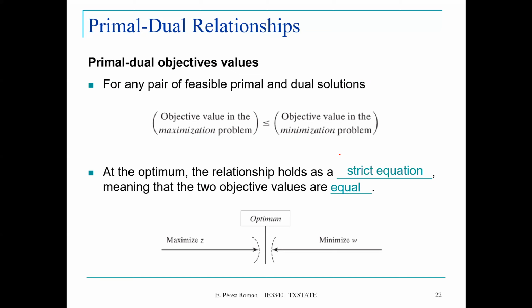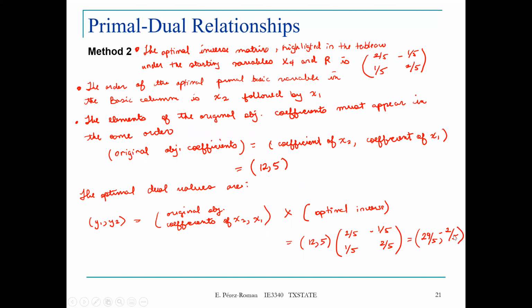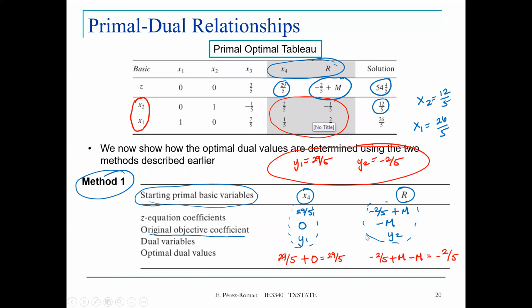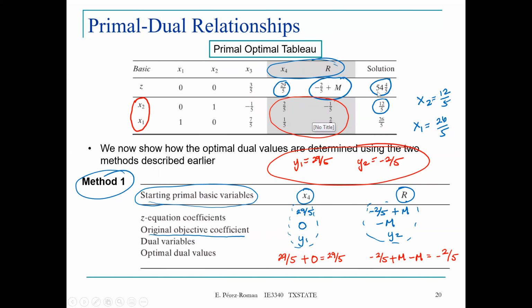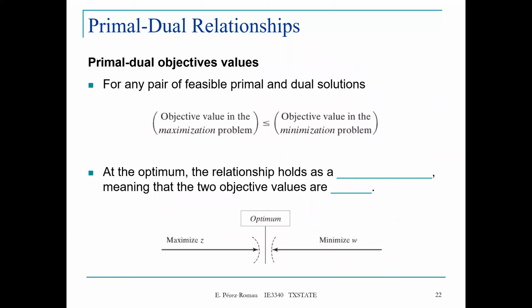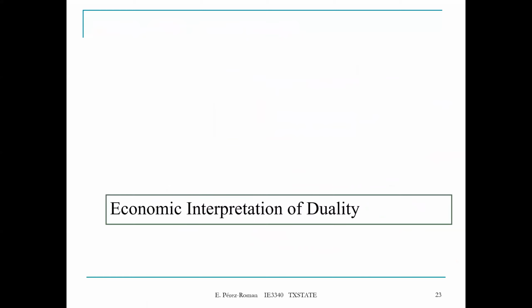So I'm going to let you do this on your own. If you take the values of the dual, 29 over 5 and minus 2 over 5, and you plug that into the objective function for the dual, you should get this same solution, 54 and 4 over 5. So you can try that. Okay, so I'm going to stop here and we'll continue in the next video.